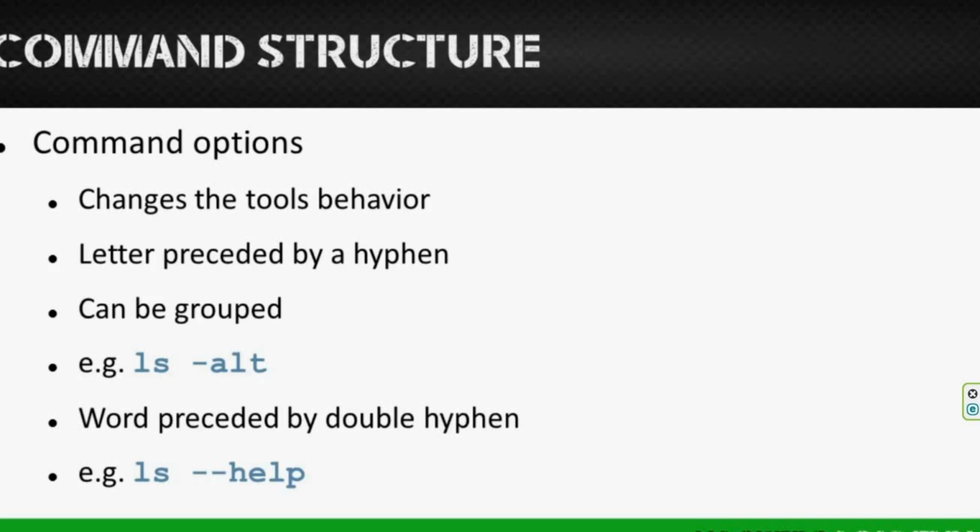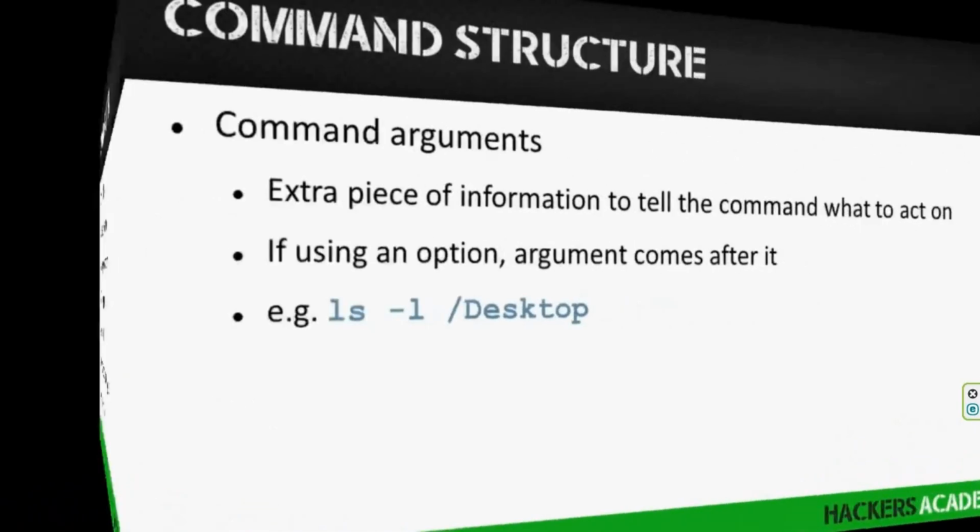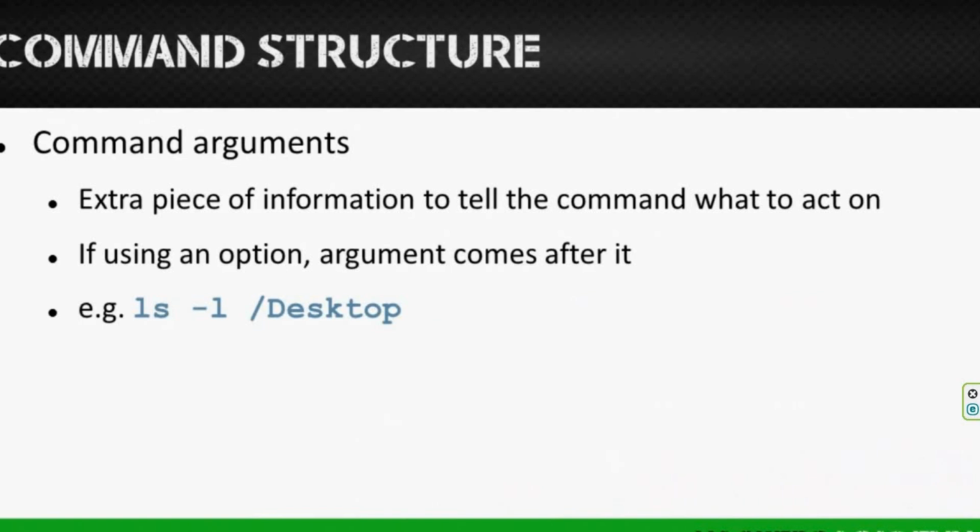The other thing that we want to be taking into consideration is that commands have also arguments on top of options. And arguments usually are extra pieces of information to tell the command what to act on. So for example, if I'm using the ls command without any arguments, the ls will display the content of my current directory. So for example, if I'm in the documents directory and I type ls, I'm going to see the contents of the documents directory. If, however, I type ls /desktop, I'm going to be seeing the contents of the desktop directory. In this particular case, desktop is my command argument.